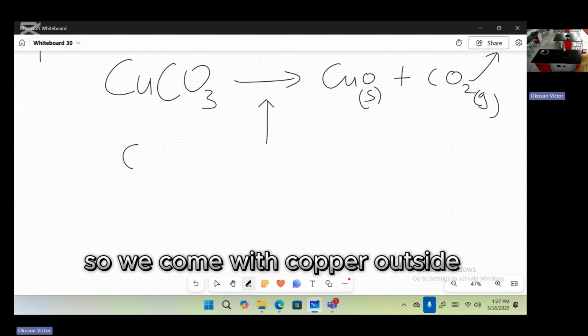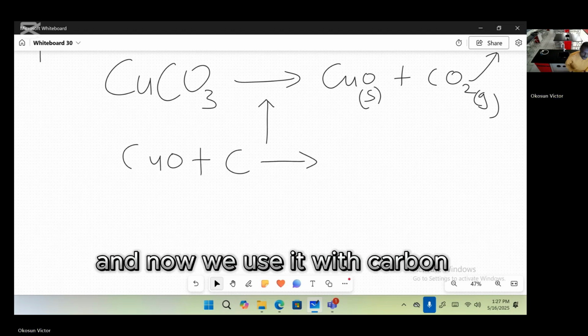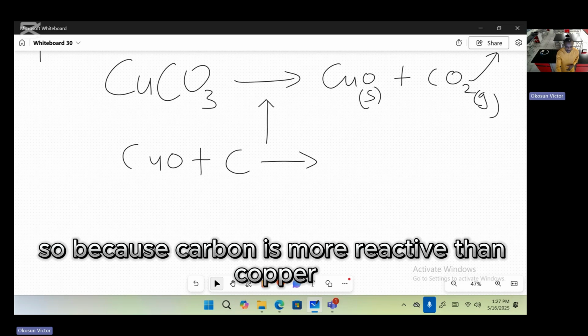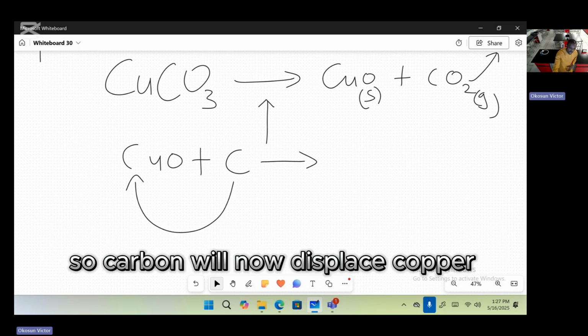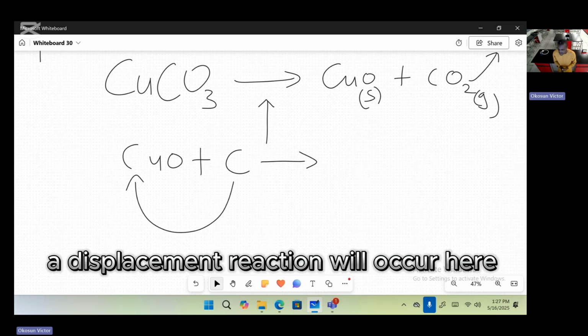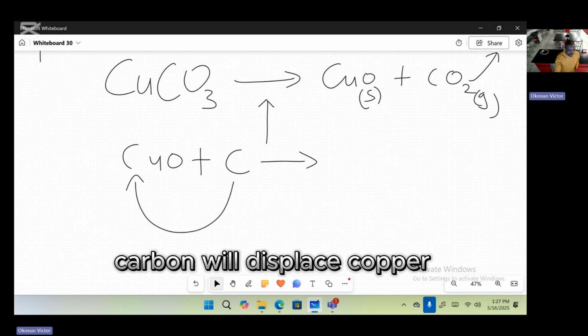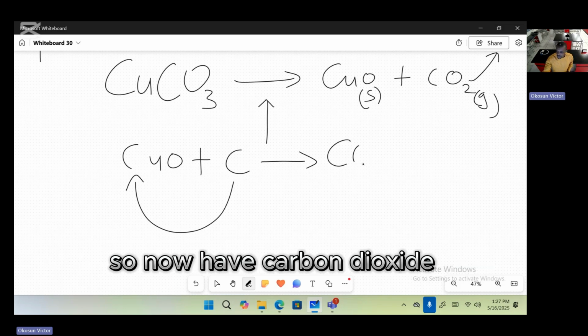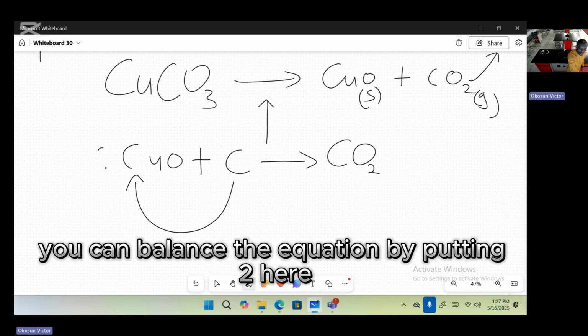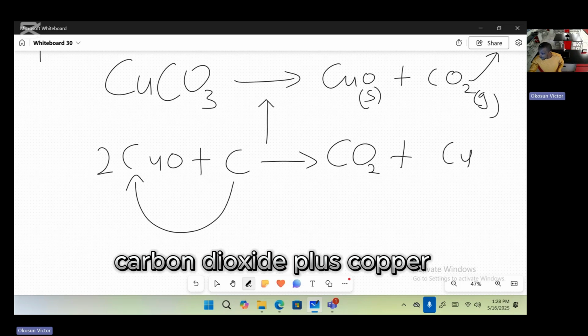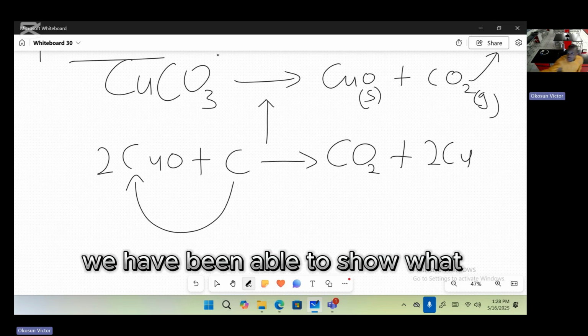So we come with copper oxide and now reduce it with carbon. Because carbon is more reactive than copper, carbon will now displace copper. A displacement reaction will occur here. Carbon will displace copper. So now we have carbon dioxide. You can balance the equation by putting 2 here. Carbon dioxide plus copper. So with these two equations, we have been able to show what?